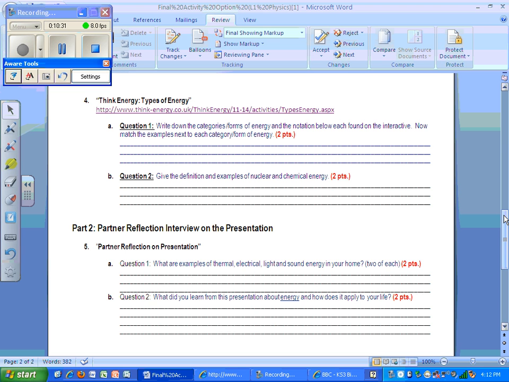Okay, now moving on to think energy, types of energy, okay? This is a different interactive where it's going to allow us to match up different types of energy. Now remember, there are forms of energy and there are also categories of energy, okay? These forms of energy include things like thermal energy, chemical energy, electrical energy, sound energy, light energy, and nuclear energy. So now I will go into the interactive. Remember, you can click on these interactives if you go to the framework that is on Moodle.